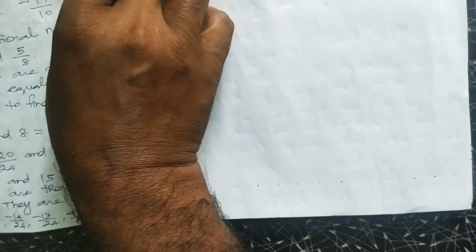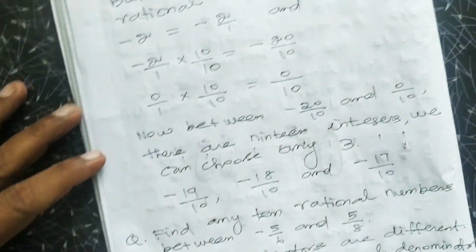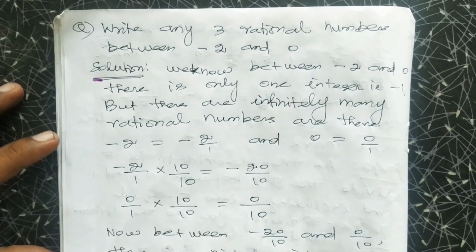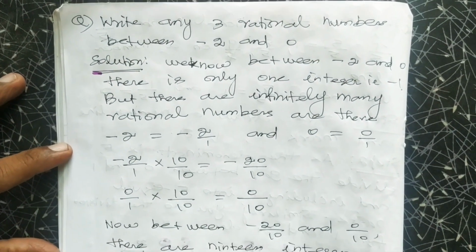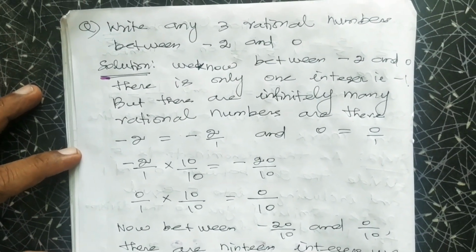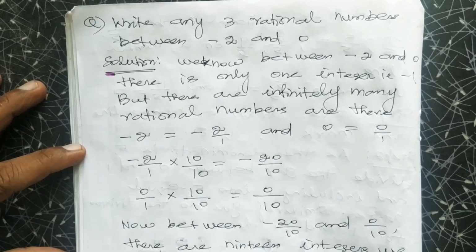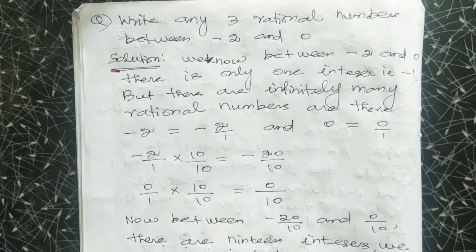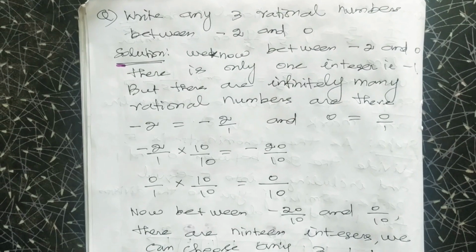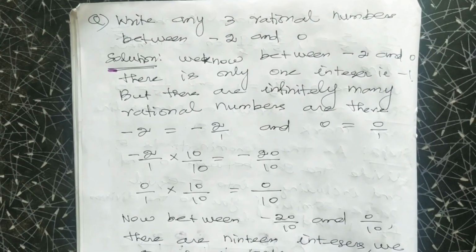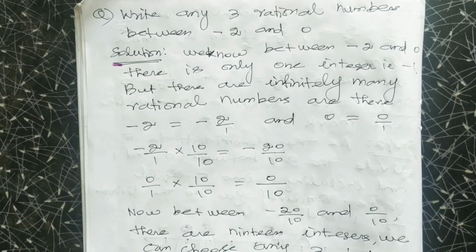Now let us find how many rational numbers are between two rational numbers. Here they are asking to write 3 rational numbers between minus 2 and 0. Between minus 2 and 0, how many integers are there? Only minus 1. Between minus 2 and 0 means between only. We should not take minus 2 and 0. Therefore, between minus 2 and 0, only one integer is there.